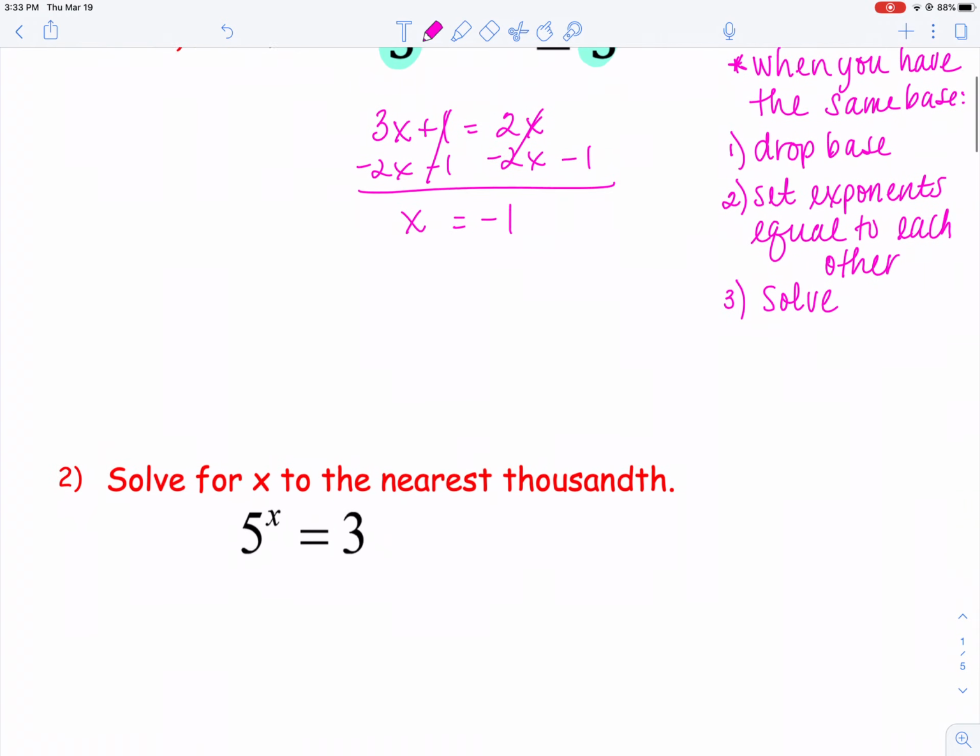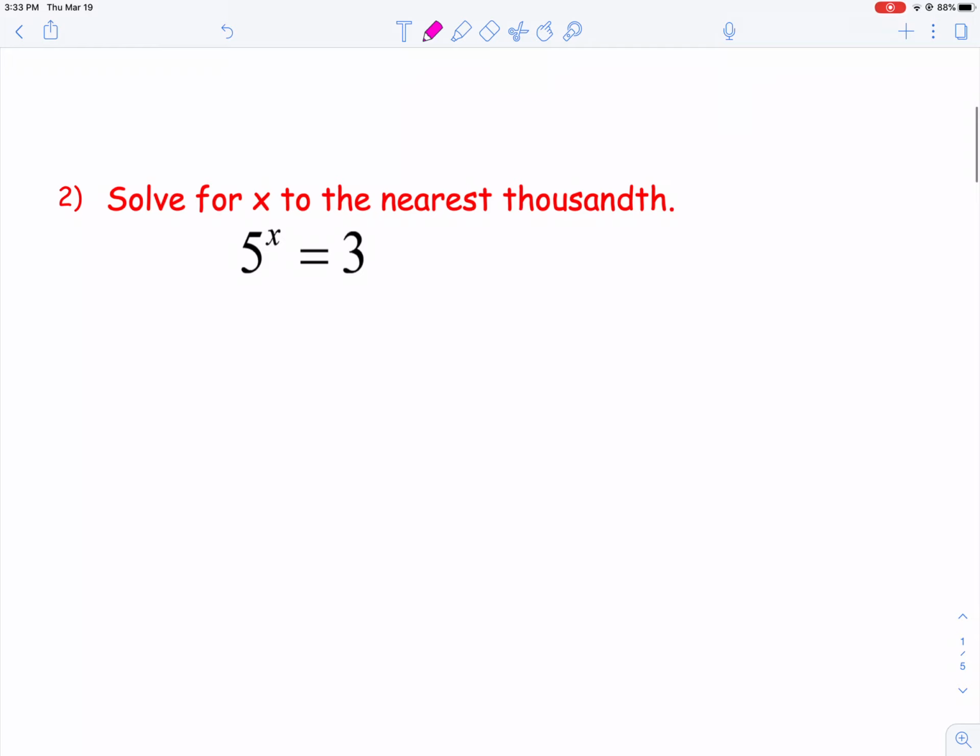So in your next question, when they're saying solve for x to the nearest thousandth, you know you're getting a decimal, and you know it's got to be less than 1, because 5 to the first power would equal 5. So what we can do is take our exponential form and turn it into log form. And remember that a log is an exponent and bases never change. So this would be log base 5 of 3 equals x.